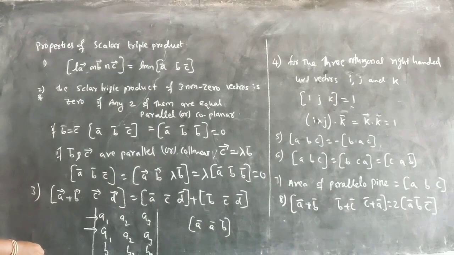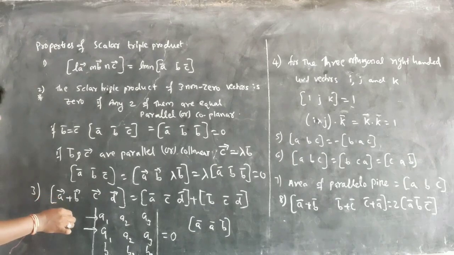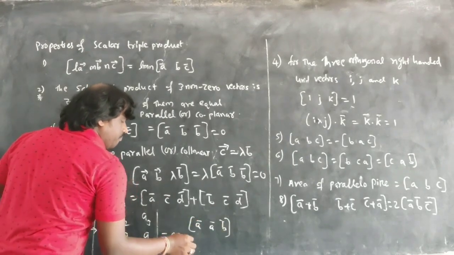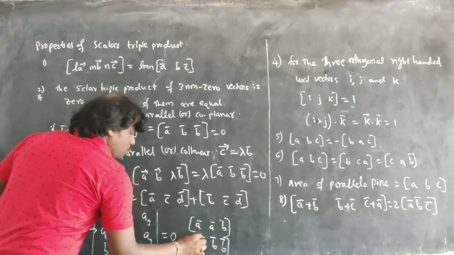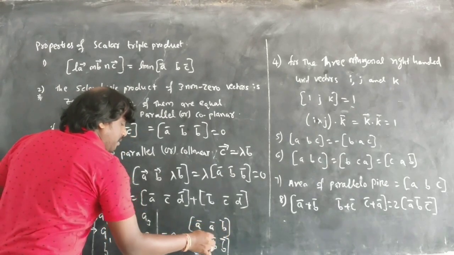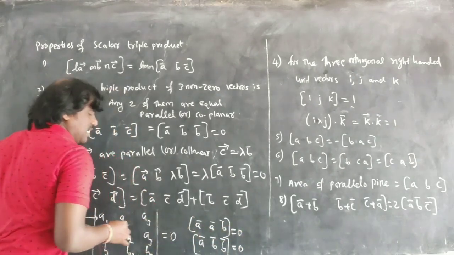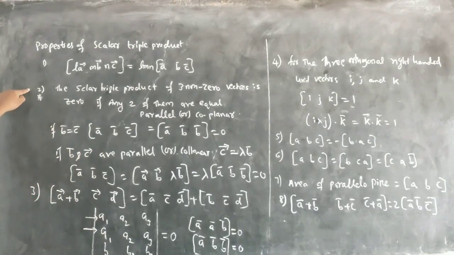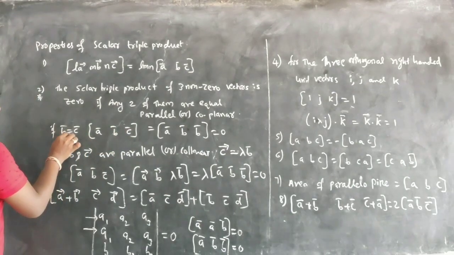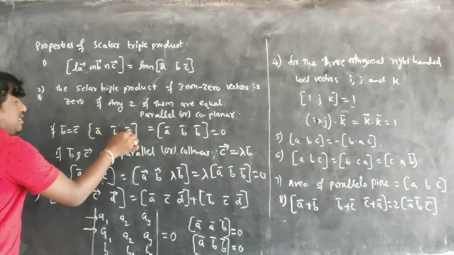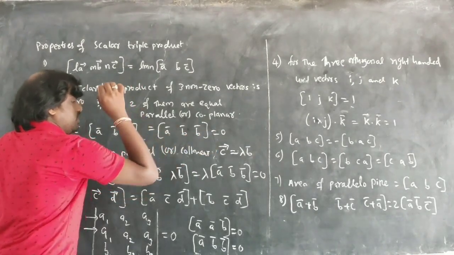In a determinant, if two rows are equal, the determinant value is 0. Likewise, the box of AAB and the box of ABB will become 0. This is property number 2. Here box of ABC is there, but if B is equal to C, in the place of C you write B, so box of ABB will be 0.